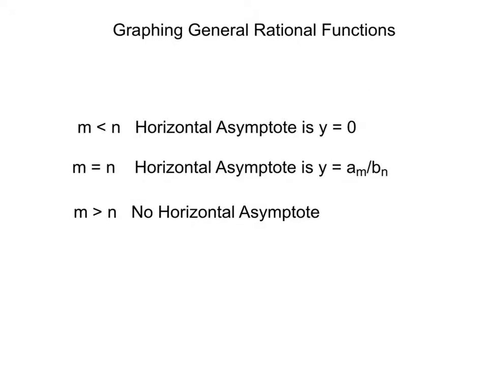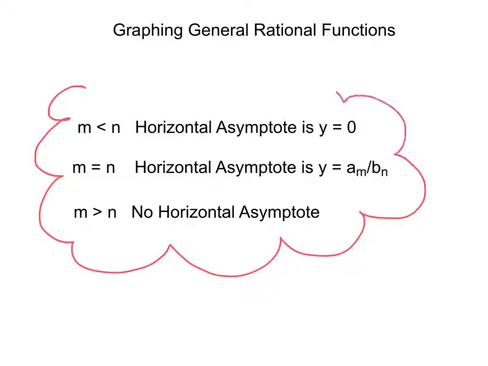In section 5.3, we're going to graph general rational functions. We talked about the simple rational functions where we found the h and the k, and we could plug them in for the vertical and horizontal asymptote, domain, and range. But now we're going to take a look at a general rational function. We have a couple of scenarios listed here, and we're going to talk about each one of those.